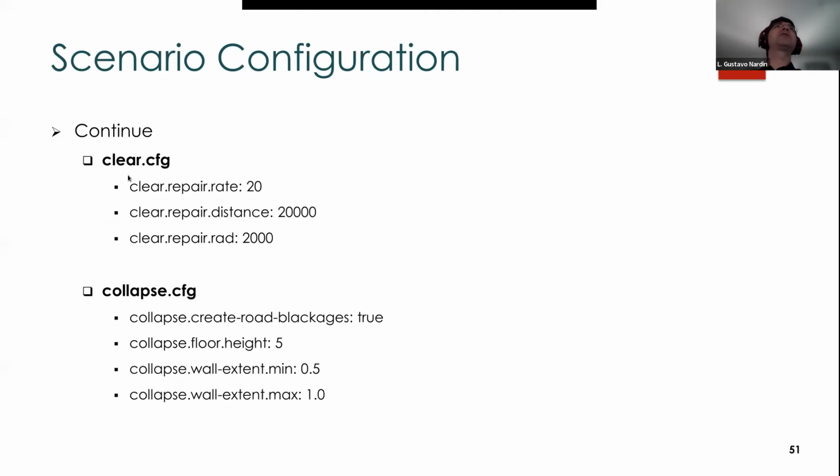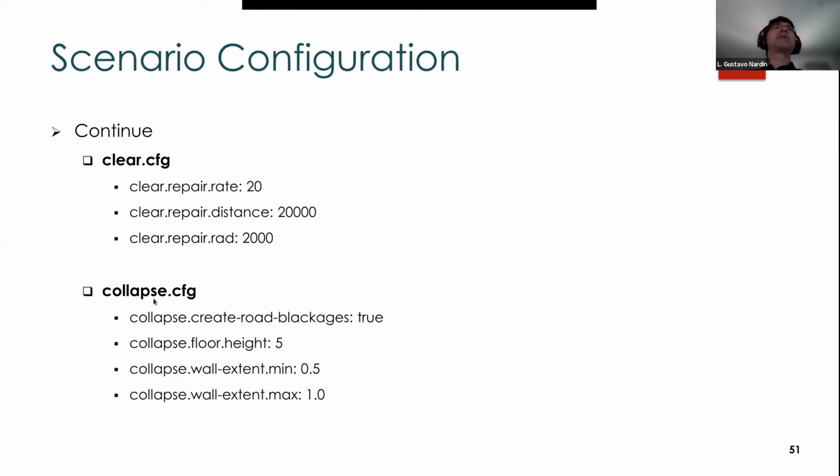Okay. We have also the clear configuration. This one helps in configuring the police officer. So it defines the repair rate, the repair distance, from how far you can clean a blockade, and how fast you can clean a blockade. This is the amount of blockade you remove per cycle, and the radius, because you see that there is a 2D simulator, so you need to define the area that is covered by the clear command.